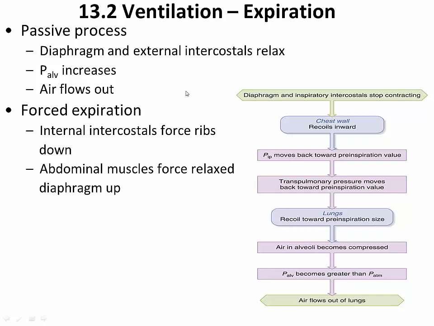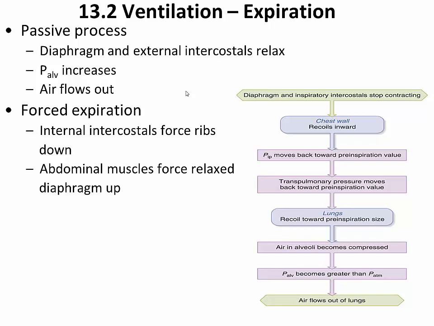Now, it is possible that expiration can be forced, and so this would happen during exercise, for instance. And there are two muscles that contract in order to allow expiration to be forced. One is the internal intercostals, which are another set of muscles that are located between your ribs, and as they contract, as you remember from anatomy, they allow compression of the ribs and therefore a decrease in the horizontal volume, the horizontal measurements of your thoracic cavity.